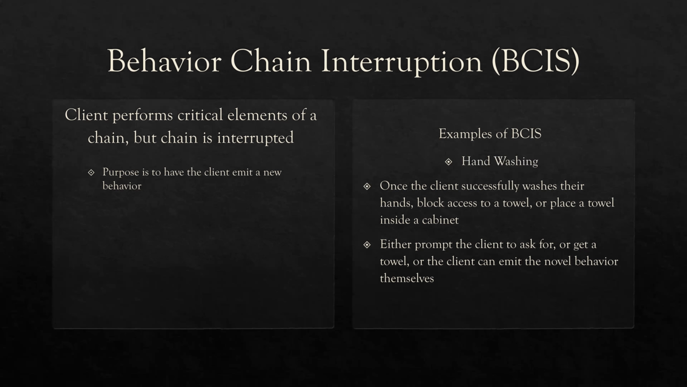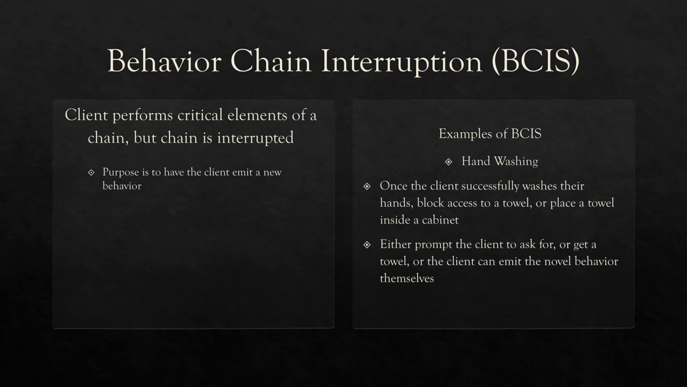So let's draw it all together. Let's say we were using backwards chaining and grabbing the towel was the last step, right? Wiping their hands. And the towel has always been on the sink, easily accessible. Well, today they go through the whole chain, but you block access to the towel or you place it inside a cabinet. You've now forced the client or the learner to either verbally make a request for the towel or go inside the cabinet and look for a towel. Okay, we're changing this chain.